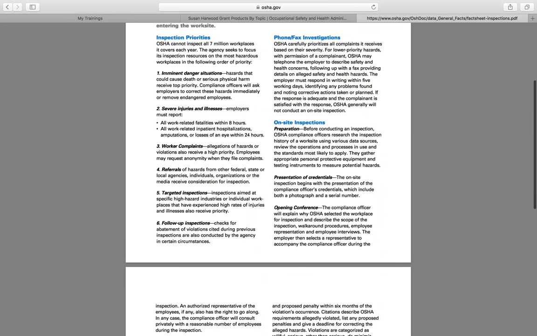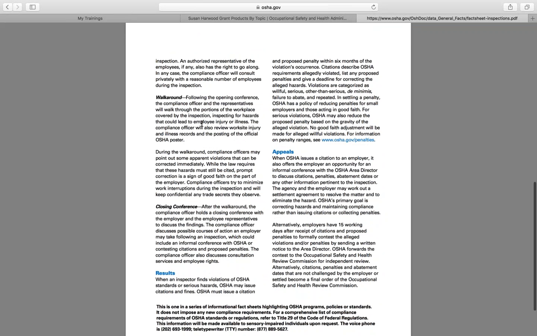They open a conference, step 2. They walk around or inspect, step 3. And the fourth step is they wind up doing a closing conference. And then later, they have up to 6 months to cite us and penalize us. Okay, they have up to 6 months. And then we do have a right to an appeals process.